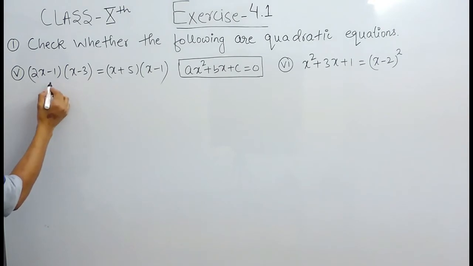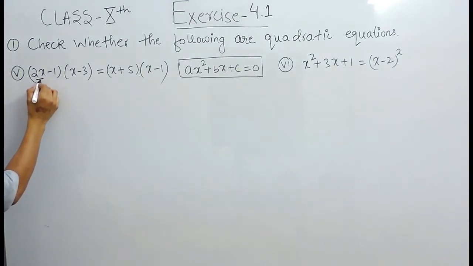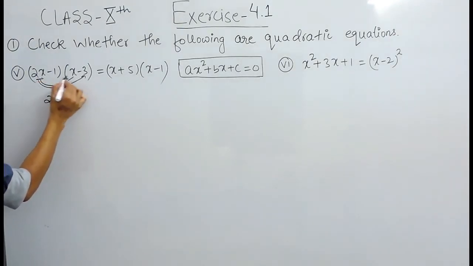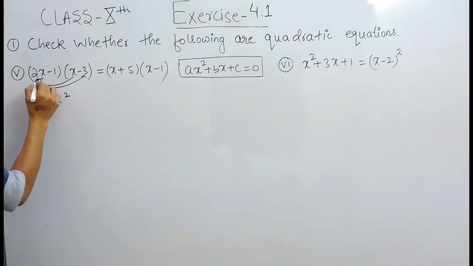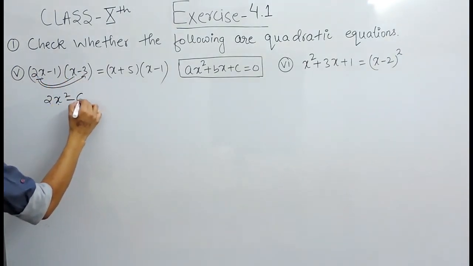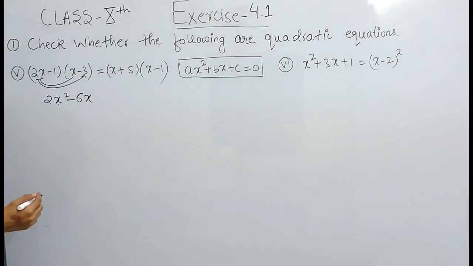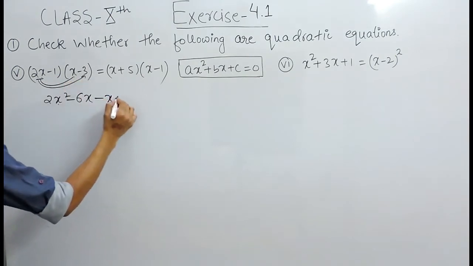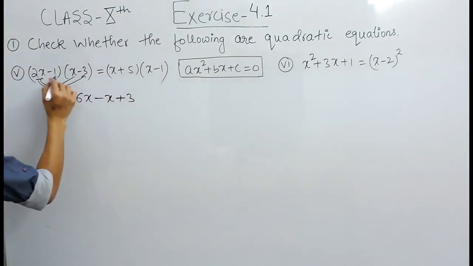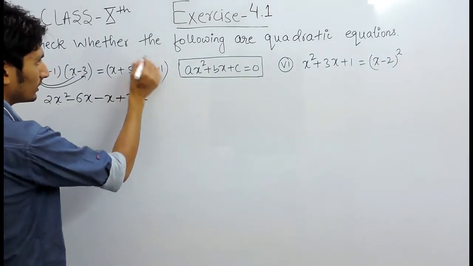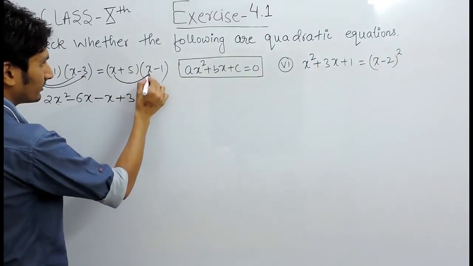For that you have to solve this, and for that you have to multiply this with both the terms. So 2x multiplied by x is basically 2x square, because x multiplied by x is x square. And again 2x multiplied by 3 is minus 2 multiplied by 3 is 6, and with 1x. And 1 multiplied by x will give minus x, 1 multiplied by 3 will give plus 3, because minus multiplied by minus is plus.